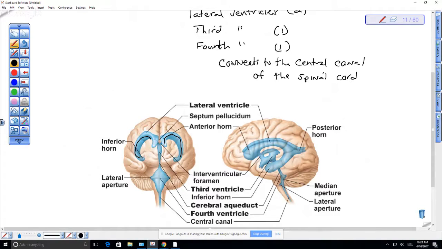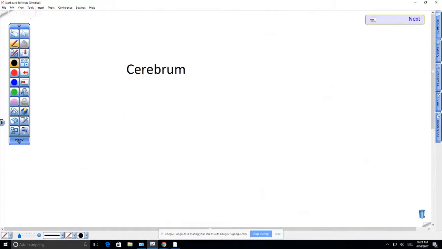Okay, so when we look at the cerebrum, this is the largest part of the brain. In us, it's about 83% of the mass of the brain. And the cerebrum is composed of the cerebral cortex.